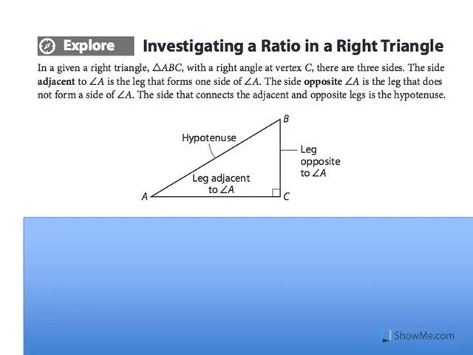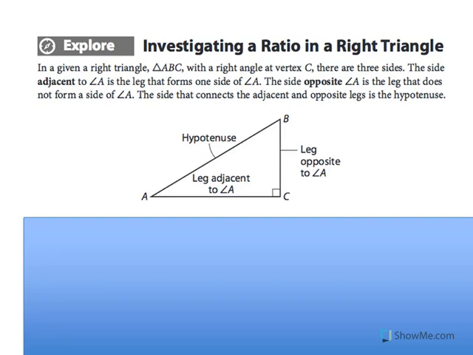Investigating a ratio in a right triangle. In a given right triangle ABC with a right angle at vertex C, there are three sides. The side adjacent to angle A is the leg that forms one side of angle A. The side opposite of angle A is the leg that does not form a side of angle A. The side that connects the adjacent and opposite side is the hypotenuse.